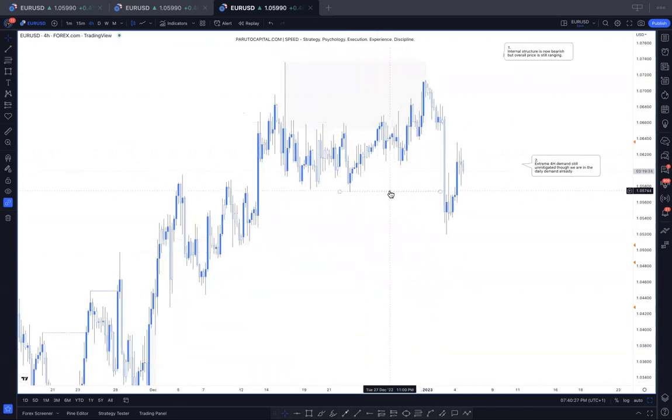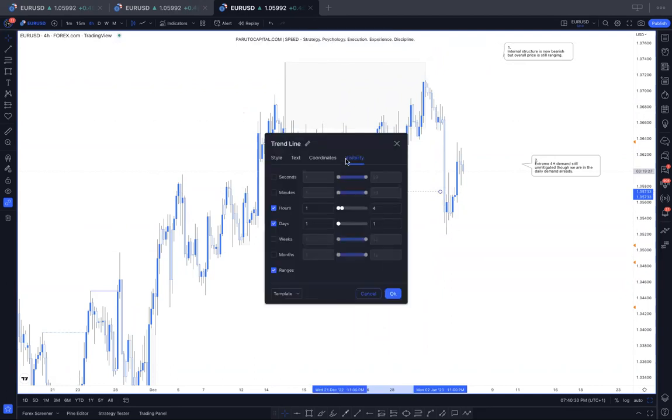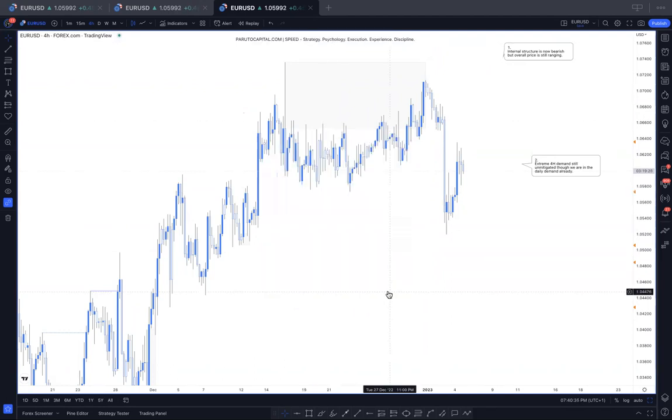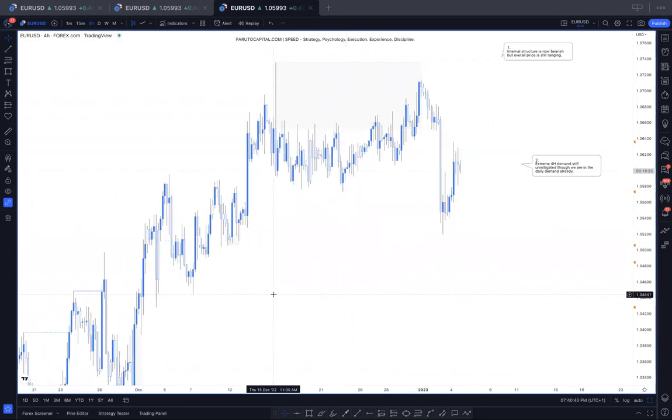Now you can see also my daily change of character. Internal change of character is also showing here. So I'll also make that not to be visible in 4 hour. And then I have that. Now on the 4 hour, let's begin to build our story.